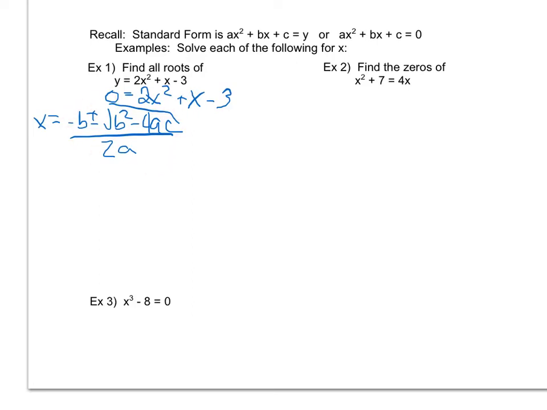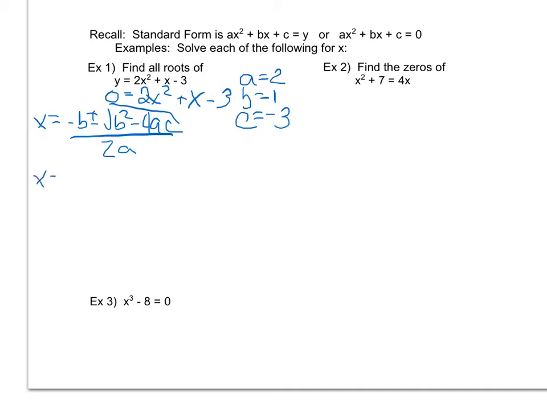Remember, let's start with a, I guess. A is always going to come from my quadratic term, so my a is 2. My b is always going to be the coefficient of my linear term. If nothing's written there, it's 1, because 1x is the same thing as x. And my c is going to be my constant. Don't forget the sign belongs to the number, giving me negative 3.